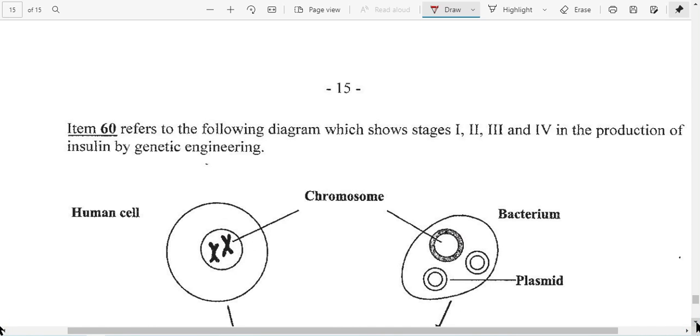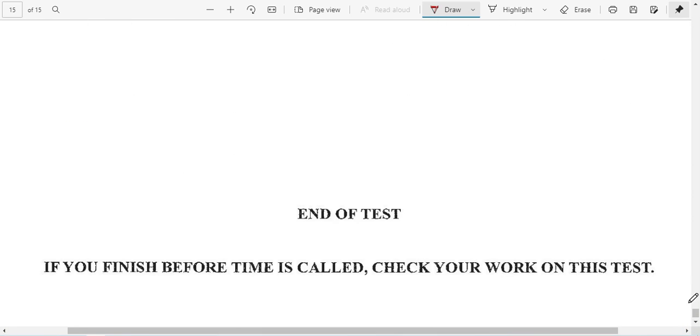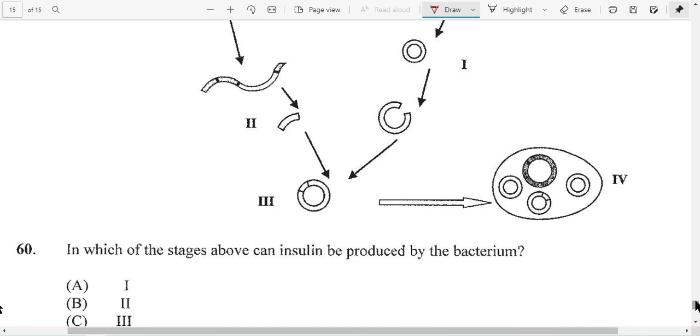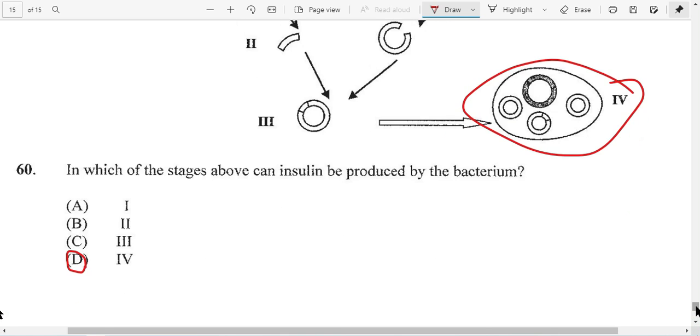Now, question 60 refers to the following diagram, which shows stages 1 through to 4 in the production of insulin by genetic engineering. And our answer here would have been D, as of course it is where this tend to occur. And this is like a textbook answer. If you were supposed to check your text, you would have seen that stage 4 here is where the insulin is, of course, produced. So we selected D, like I said before, for question number 60.